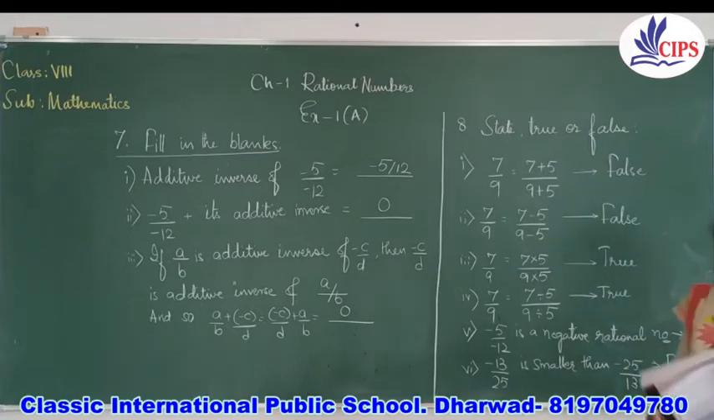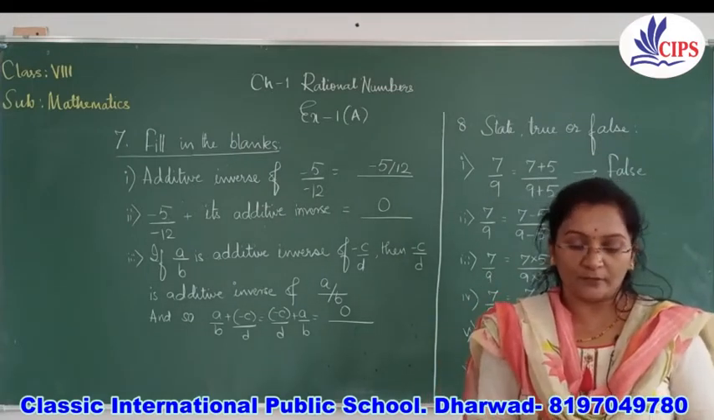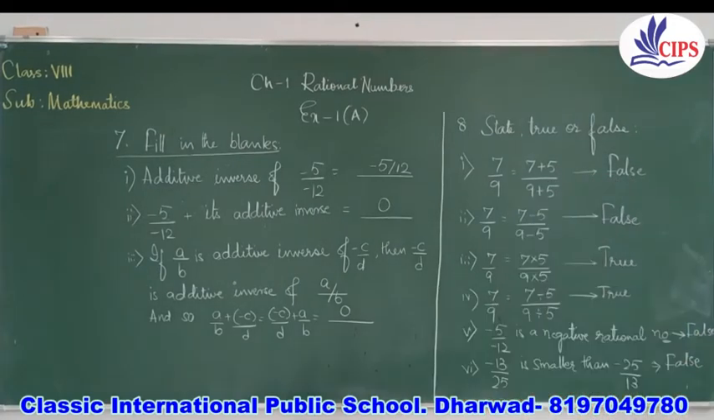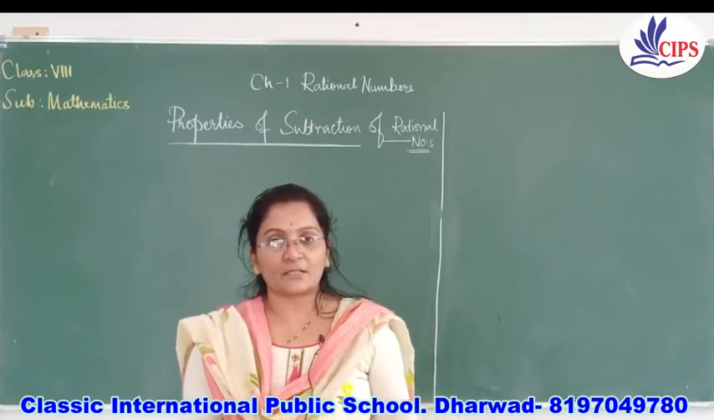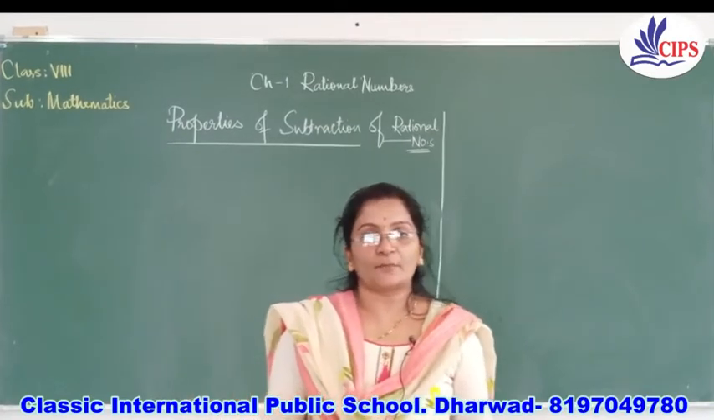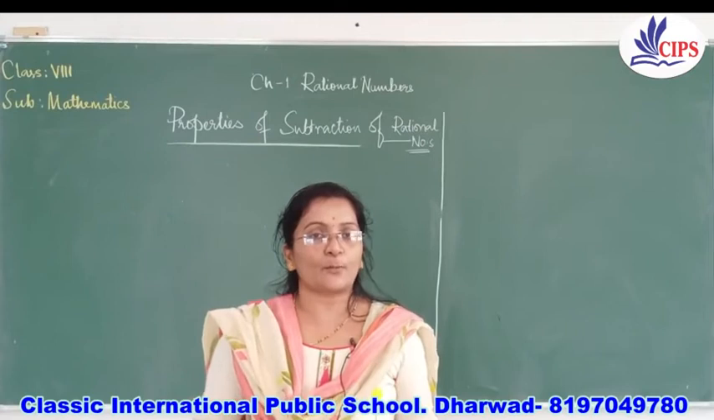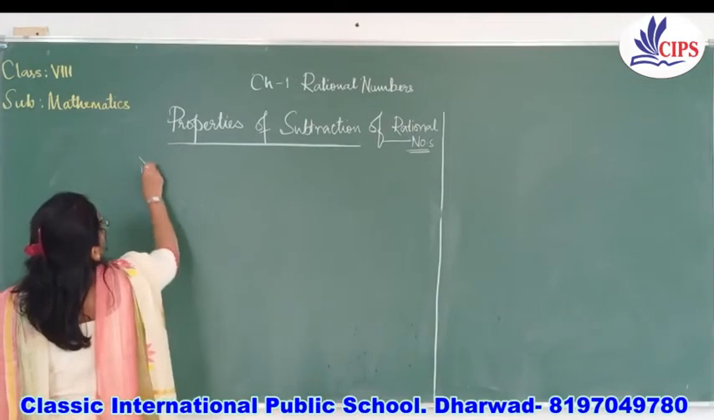Understood? Okay, we have completed exercise 1A and then we'll go for properties of subtraction, that is subtraction of rational numbers. As we have completed exercise 1A, let's start with properties of subtraction of rational numbers. We have studied properties of addition of rational numbers. The first property was closure property. So here also it's closure property only. So first we'll see closure property.